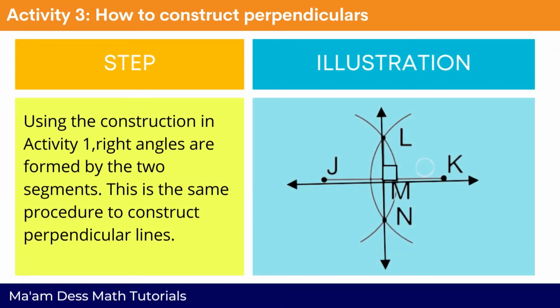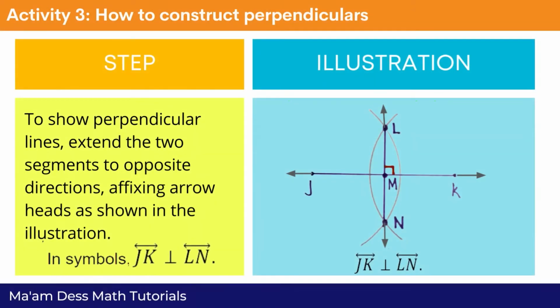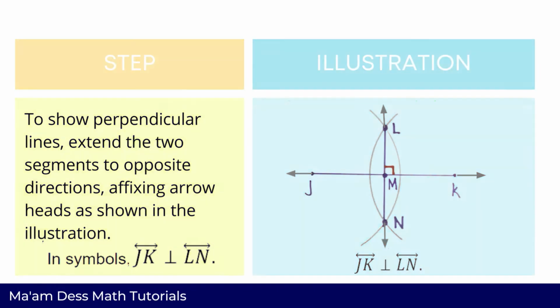Using the construction in Activity 1, right angles are formed by the two segments. This is the same procedure to construct perpendicular lines, as you can see from the illustration at the right. To show perpendicular lines, extend the two segments to opposite directions, affixing arrowheads as shown in the illustration. In symbols, line JK is perpendicular to line LN. Look at the illustration at the right.